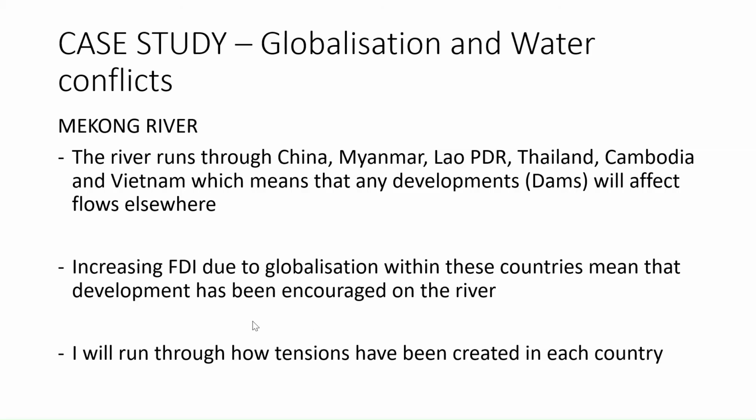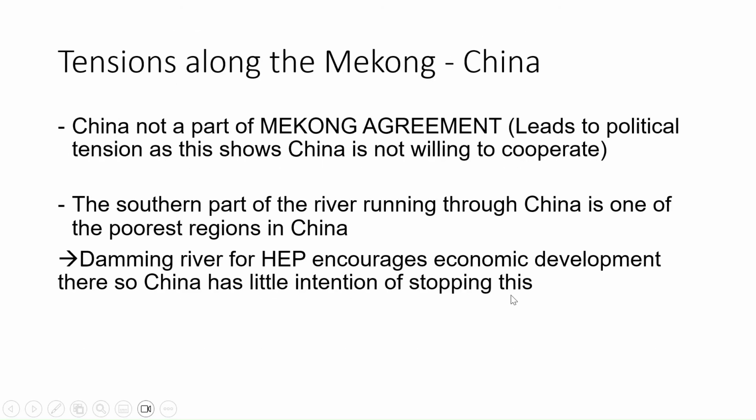And I will run through how tensions have been created in each country. So let's go through China and how they've created tensions along the Mekong River. China, first of all, is not a part of the Mekong Agreement, which is an agreement between the countries along the river, and they obviously try to promote sustainable working together and partnership. But since they're not part of this agreement, this will obviously lead to political tensions, as this shows that China is not willing to cooperate.